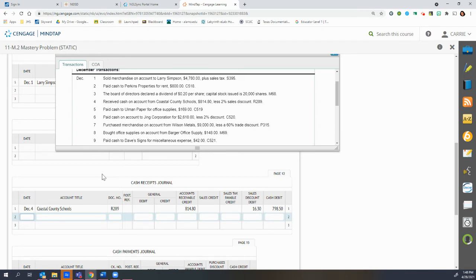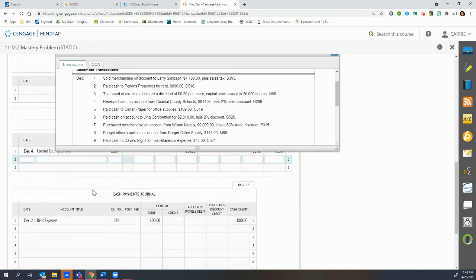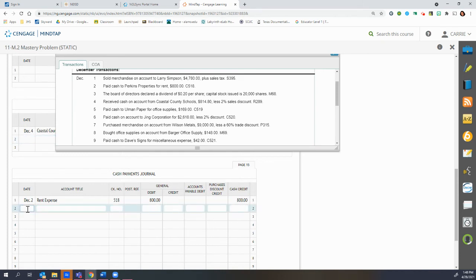We paid cash to Ullman Paper. So cash payments journal, that's the 5th. Office supplies, so supplies, office, check number 519, and that is going to be a debit in general for 169 and a credit to cash for 169. Then we pay cash on account to Gene Corporation for 2618 less the 2% discount. So that's also the cash payments. So it's 6.